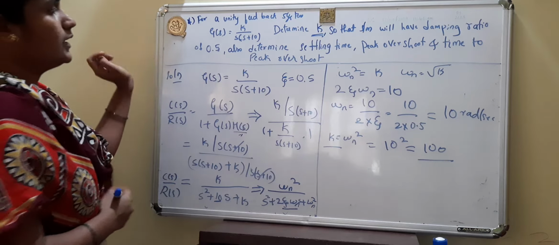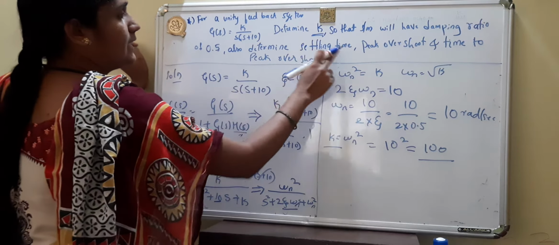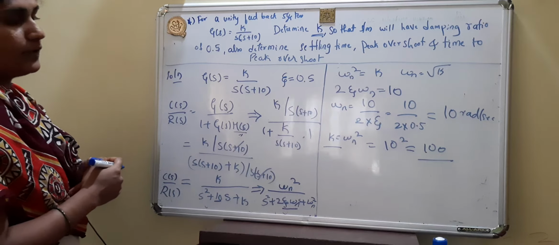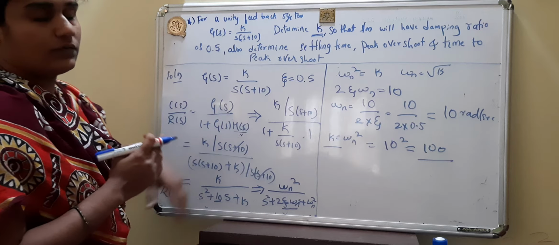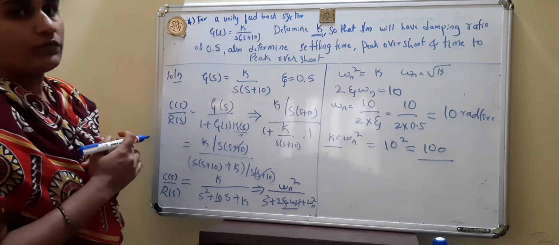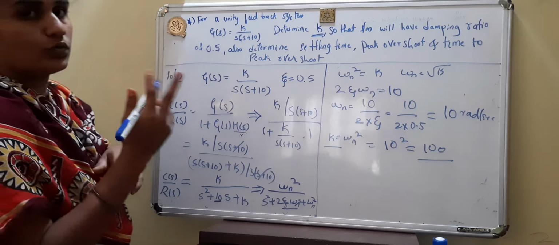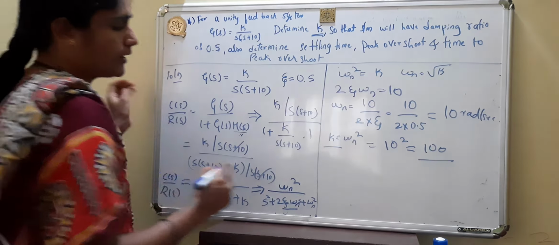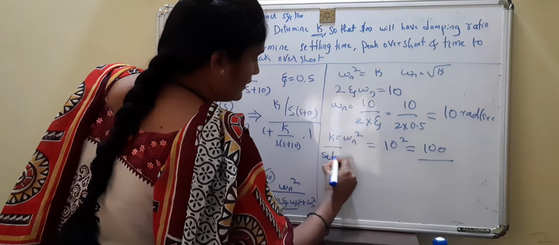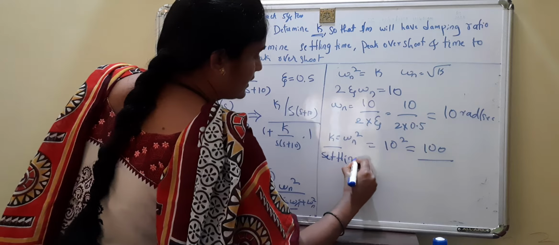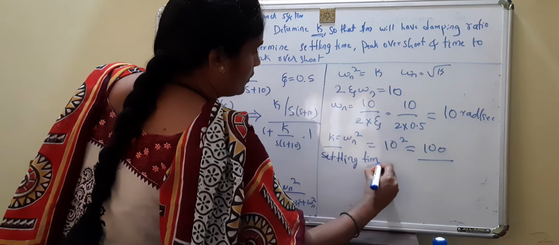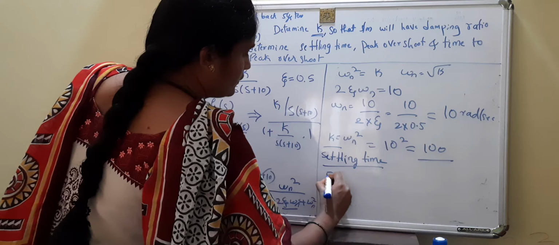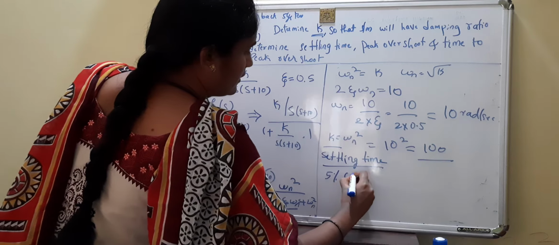Next, determine the settling time. All of you have seen, while deriving the settling time, that there are two criteria: one is for 5% criteria and one is for 2% criteria. Next term is settling time. First we will see for 5% criteria.